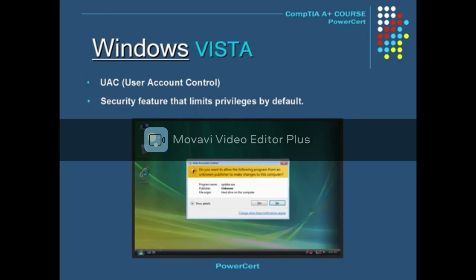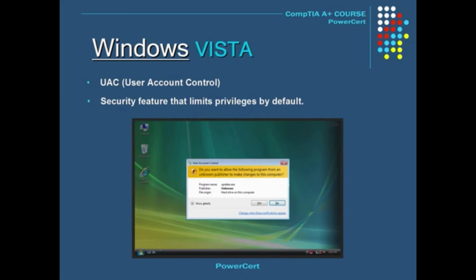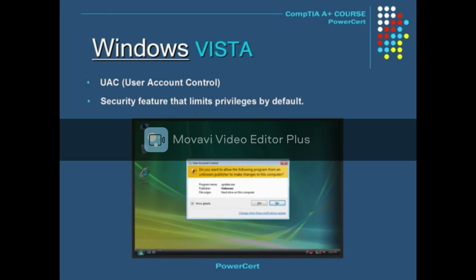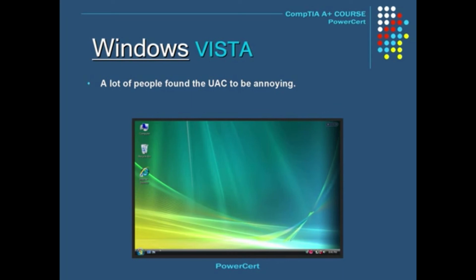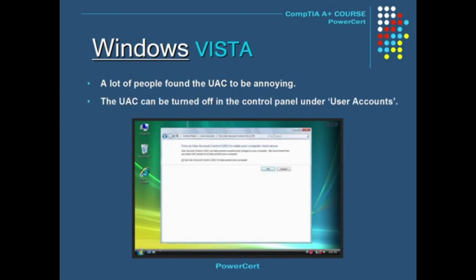And if you were logged in as a standard user, the UAC would pop up and ask for a password instead. The UAC was intended to make the operating system more secure by granting users and applications the lowest level of permission before potentially making a disastrous change to the computer. Now, a lot of people have often criticized this feature because of the annoying pop-up window when performing basic tasks. But the UAC can be turned off in the control panel under User Accounts.